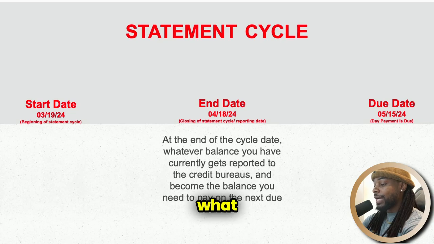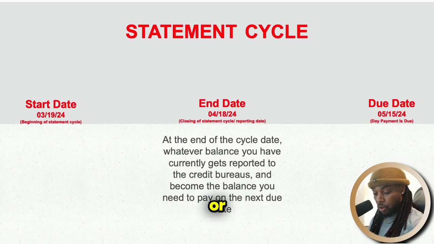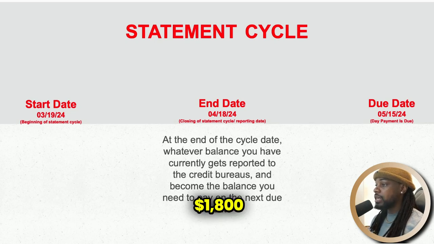It doesn't matter what I spent from March 19th to March 18th. What I know is before this cycle date closes on the 18th, I need to only have $200, because that's 10% of $2,000, or less than that. So let's say from March 19th to April 17th, I spent $1,800.